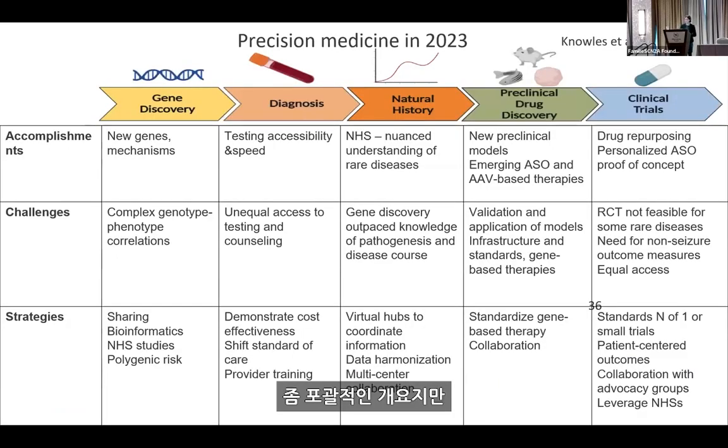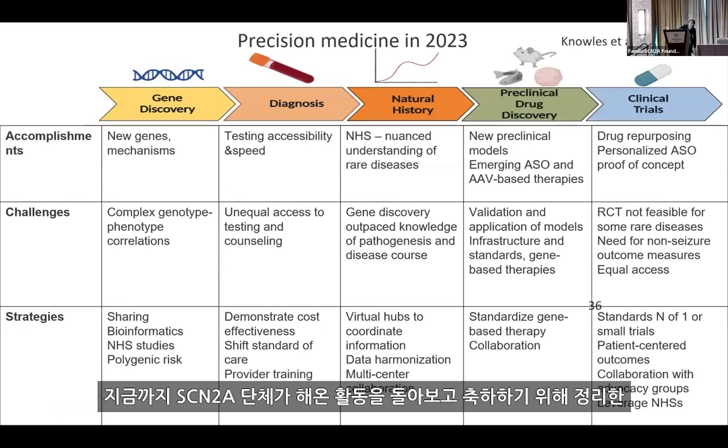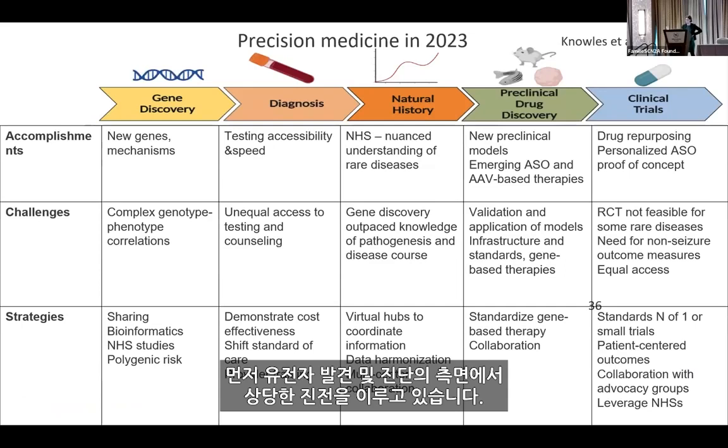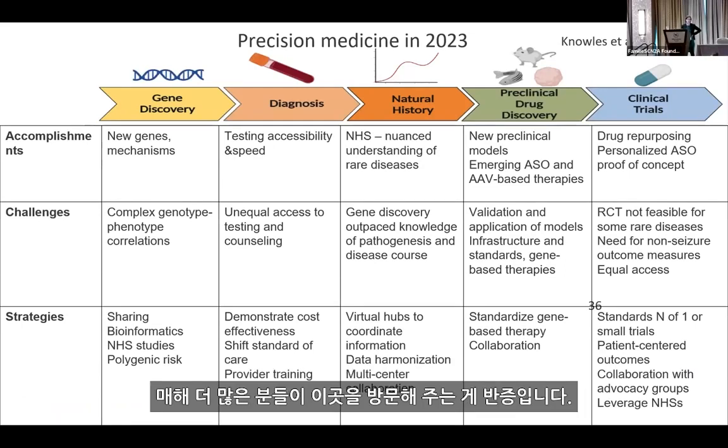So this is a little bit broader view, but to sort of celebrate what the SCN2A community has been able to do, and that you'll hear more about in the next 2 days too. Precision Medicine 2023, this was a review. And just to highlight, as far as gene discovery and diagnosis, we're making significant progress. There's more and more review here every year.